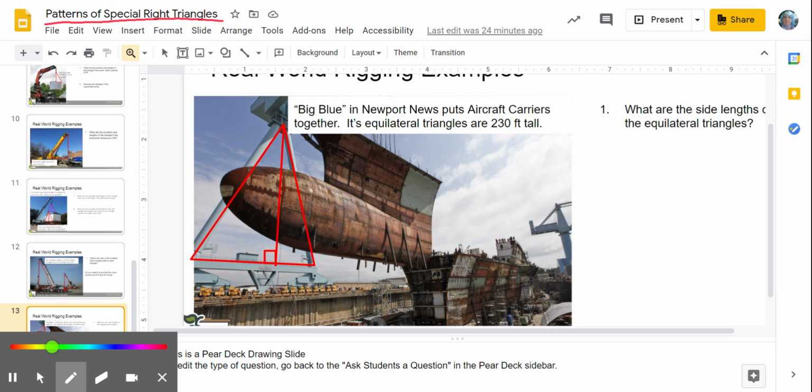But this is an equilateral triangle that is 230 feet tall. 230 feet tall. This is the bow of an aircraft carrier that they're putting in. It's huge. So our question is, what is the hypotenuse? And what is this length down here? How can I figure that out if I know that it's an equilateral triangle?